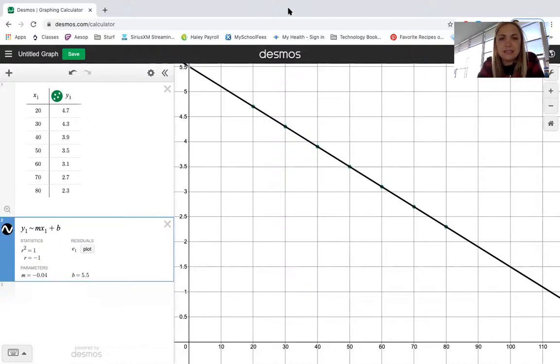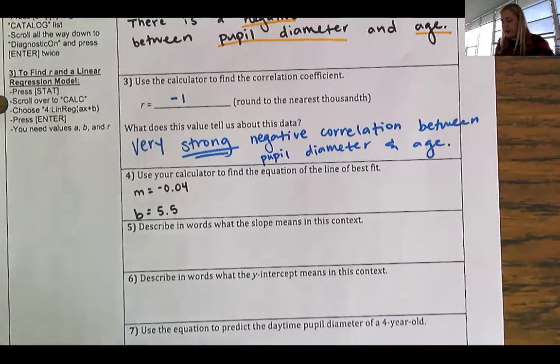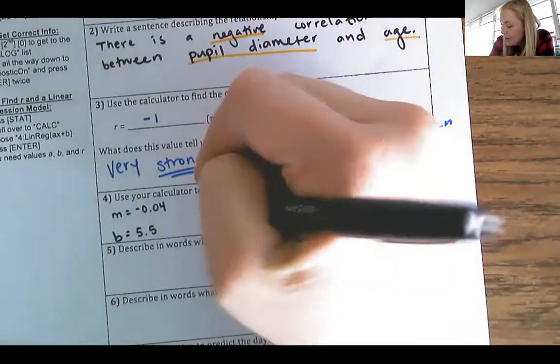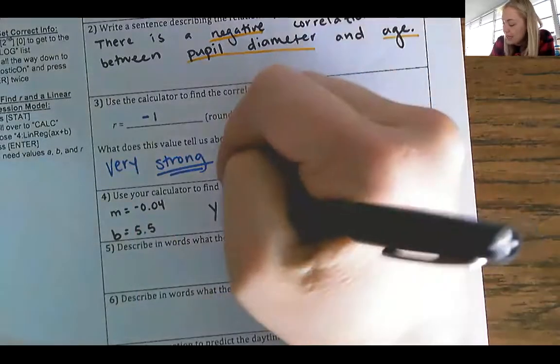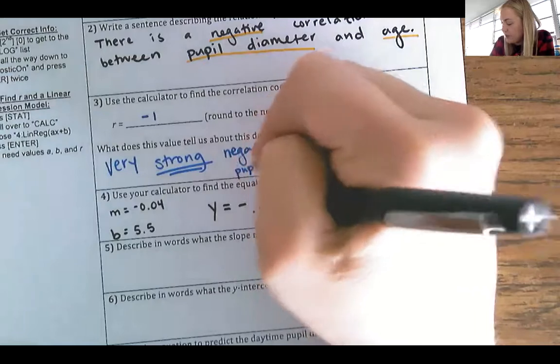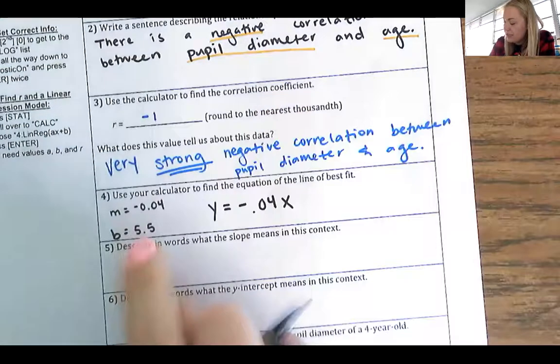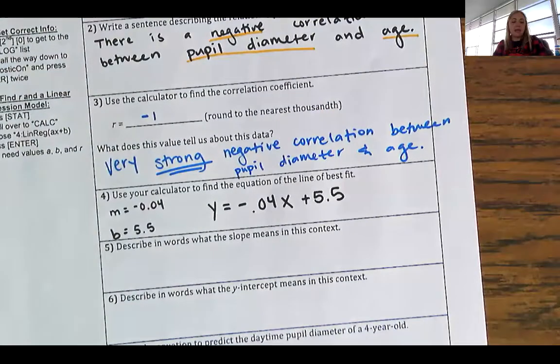So let's switch back to my paper. And when I write this down, I can say that our Y equals, but instead of MX plus B, I'm going to say negative, and you can write 0.04. I'm just going to write -0.04x plus 5.5. Okay, now it says describe in words what the slope means in this context.